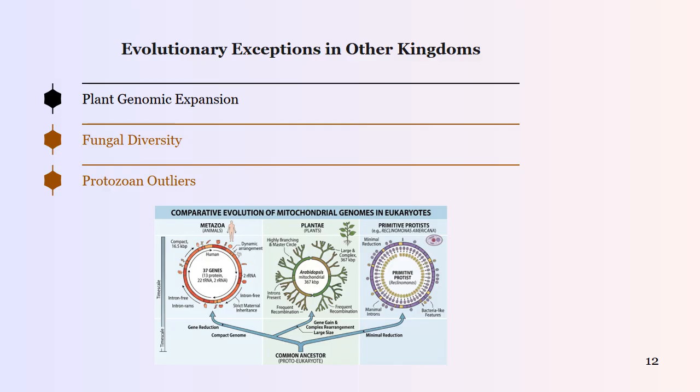Fungal diversity. Fungi display intermediate mitochondrial genomes with varied sizes and gene orders, highlighting unique evolutionary trajectories. Protozoan outliers. Some single-celled protozoans like Jakobids retain up to 100 genes in their mitochondrial DNA, the most primitive genomes discovered.